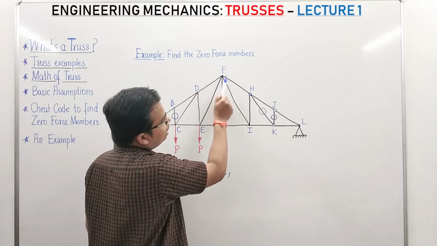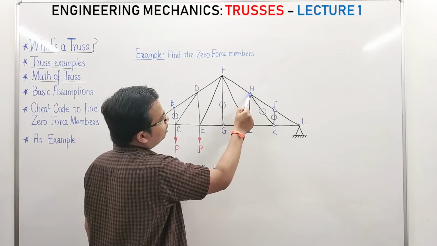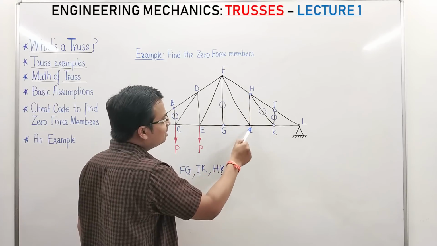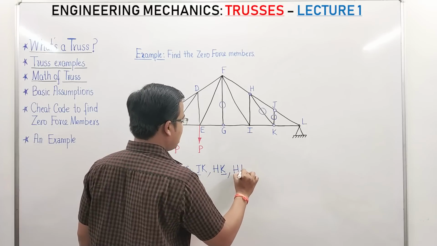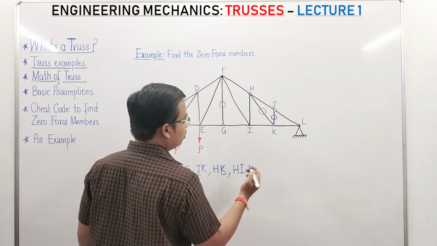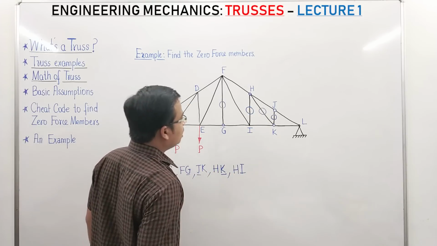If you watch carefully, FH and JH are collinear and there is no external force on H. That means this third member will have zero axial force. In that case, this HI is also going to be equal to zero. The force in HI is also going to be equal to zero. So this is also done.